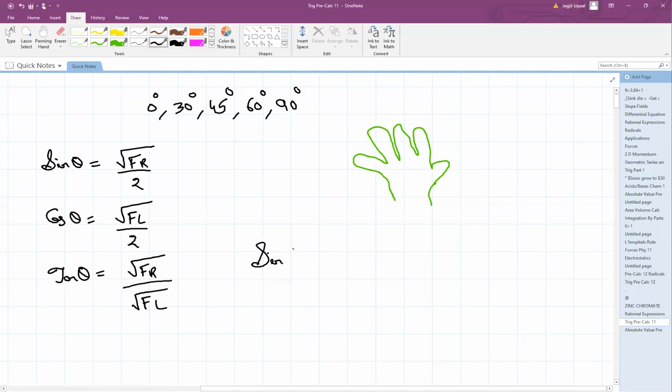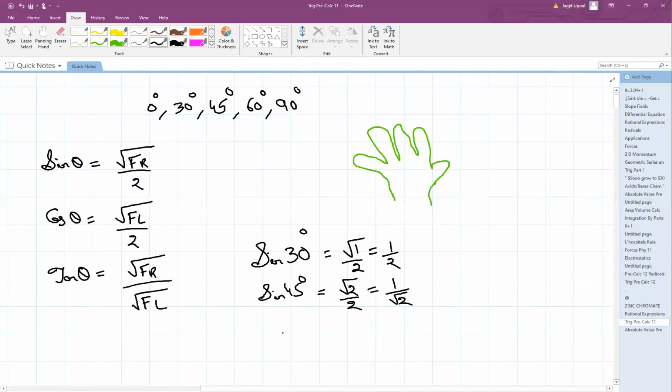If I want to find sine 30, what you're going to do is bend your 30 degree finger, which is this. Bend that and tell me how many fingers are on the right, because the formula for sine is square root of fingers on the right over 2. So how many fingers are on the right? So sine 30 is just going to be square root of 1 over 2, which is just 1 over 2. What about sine 45? Square root 2 over 2.